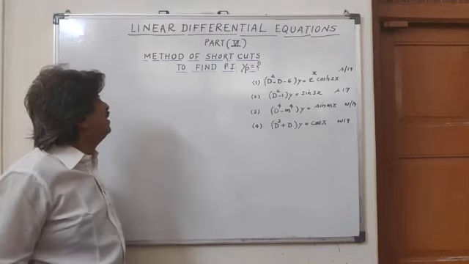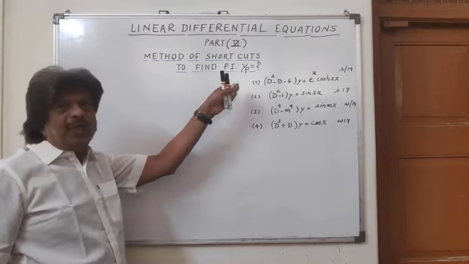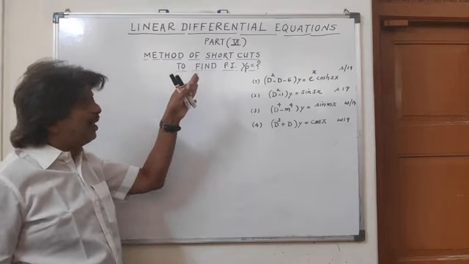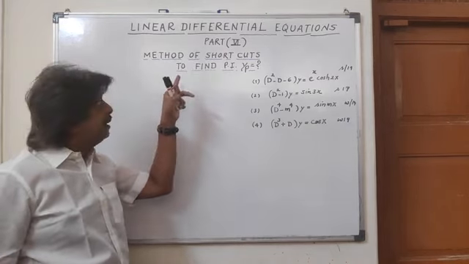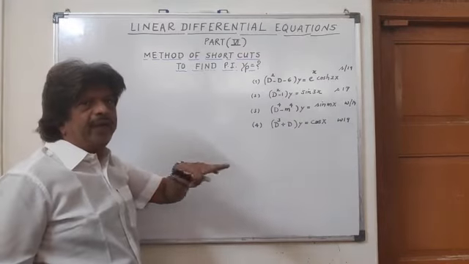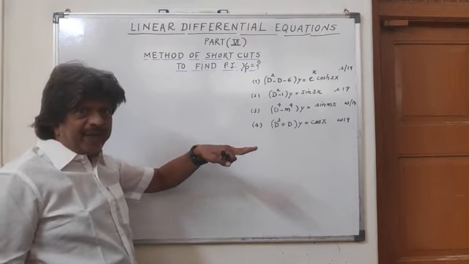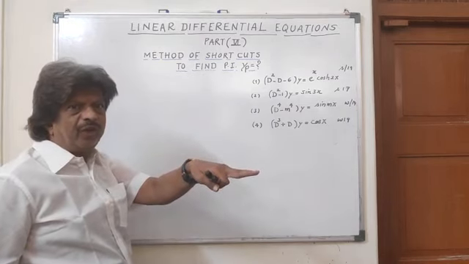Hello friends, today we shall solve these four examples based on the shortcut methods. In the earlier fifth lecture, I explained the method of shortcuts. This is the second method, in which we determine the particular integral. The first method was the general integral method, then the shortcut method, and then variation of parameters.